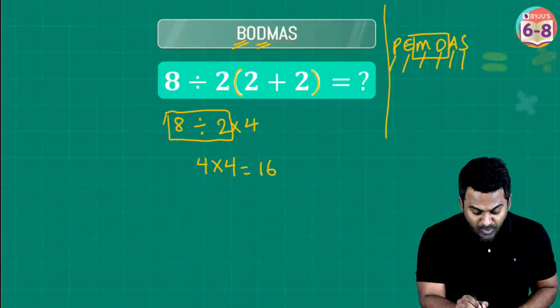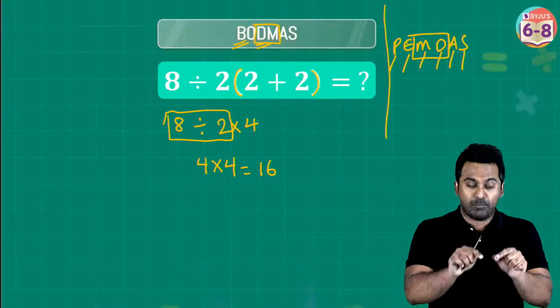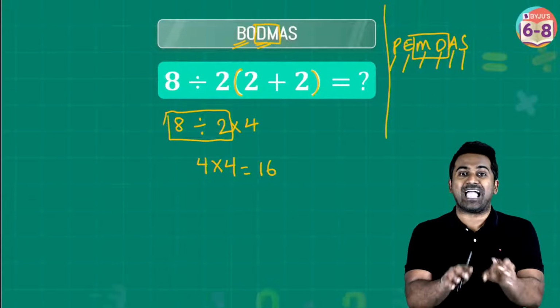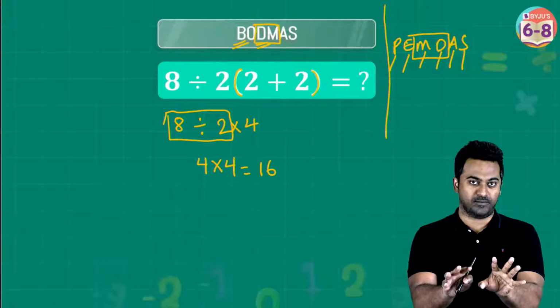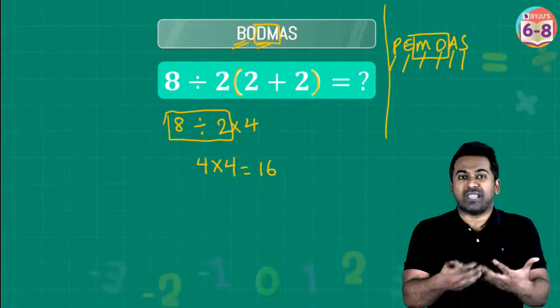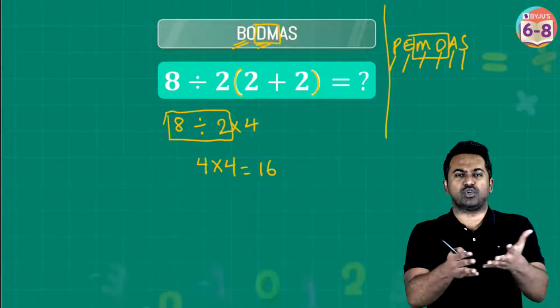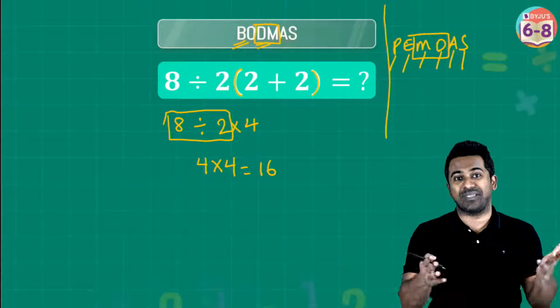But we are following Bodmas, so division comes first. Now try and remember this. Both multiplication and division have an equal priority. Okay? But then, which one do we pick first? We pick one to the left. That's it. Whichever sign comes first, either it's division or multiplication, to the left, we pick that first.